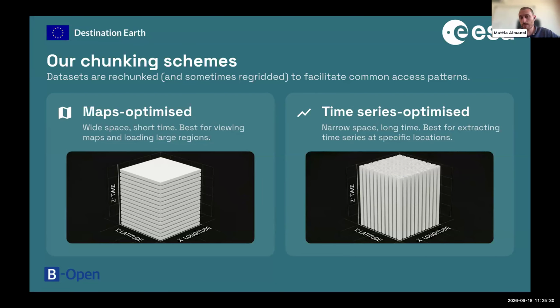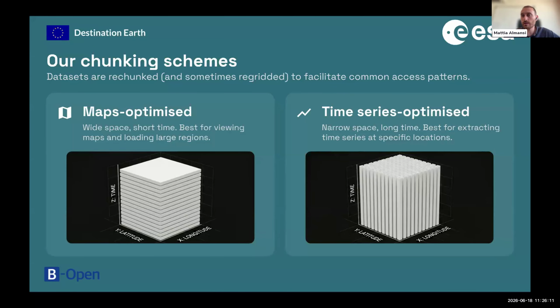And the opposite chunking scheme is the time series optimized chunking scheme, sometimes referred to as churros chunking, or lasagna or spaghetti chunking. This is a great chunking when you have to analyze long time series, but in specific locations. A simple example could be climate stripes. So for example, if you want to see how the climate is changing in Rome over 100 or more years, that's the perfect chunking scheme that will serve your use case.